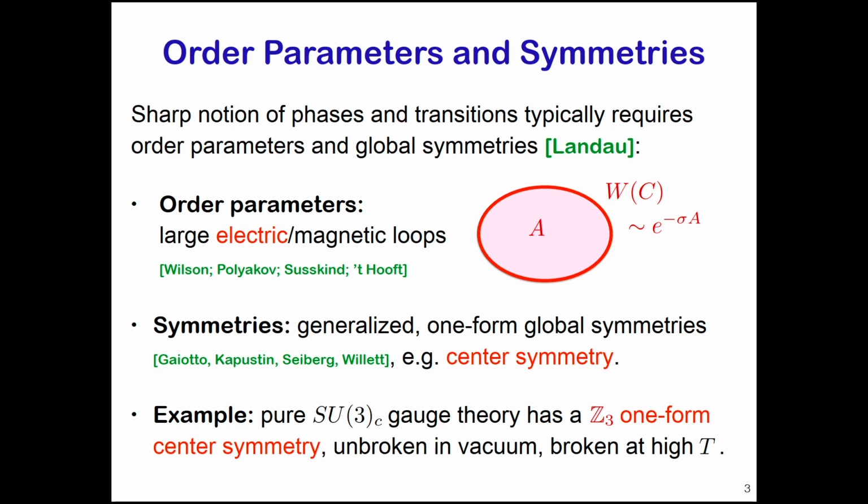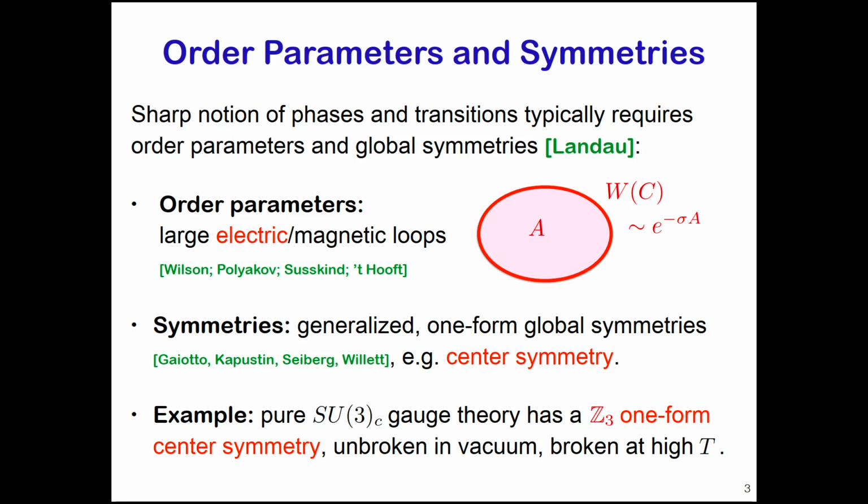And if you're in the vacuum, where the theory confines, then famously this loop, when you make it very large, decays exponentially fast. This is the famous area law decay of the Wilson loop. Sigma here is the confining string tension. So it decays to 0. That means that the symmetry is unbroken in the vacuum.